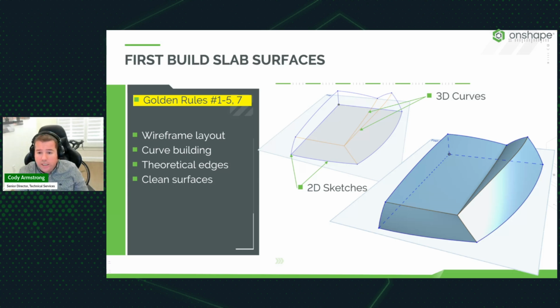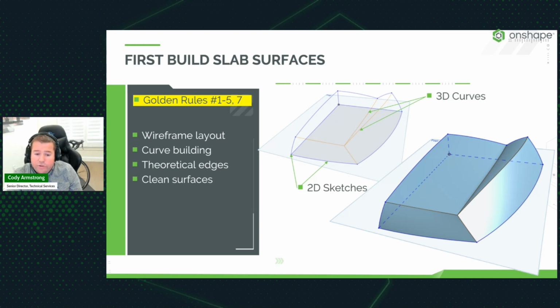And then using clean surface geometry. These are all examples. This initial shape is built using those tools. Now, notice this is a half of the engine cover. So we're using symmetry. We're using a wireframe layout that consists of both 2D sketches and 3D curves. We're building that wireframe layout using a combination of both 2D sketches and 3D curves, and we're building it out to theoretical edges.